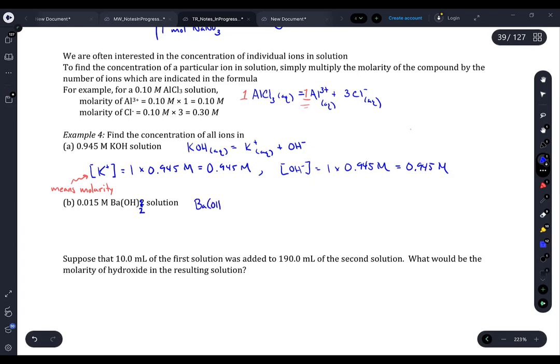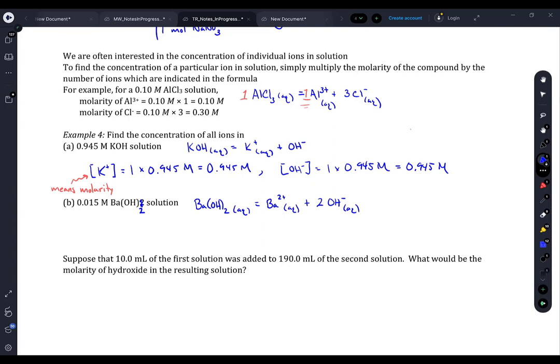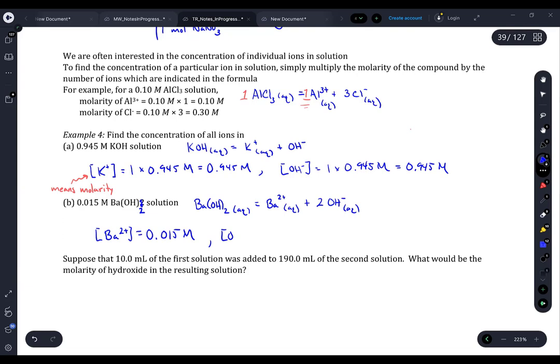So barium hydroxide is a strong electrolyte. It completely splits up. So that means this is going to give you 1 barium. Very good. So the barium concentration, because a barium has a 1 in front of it, is going to be the same molarity as the barium hydroxide. But the hydroxide is going to be 2 times 0.015 molar, which is 0.030 molar.